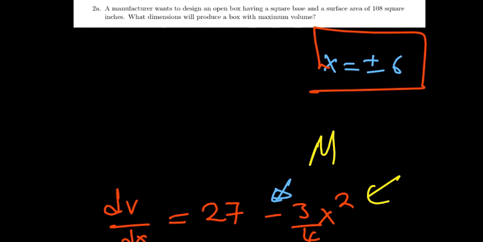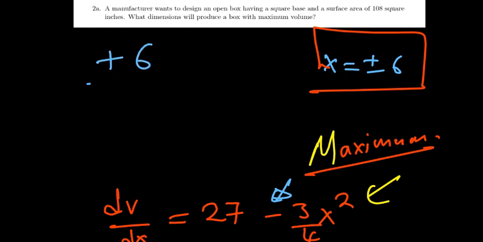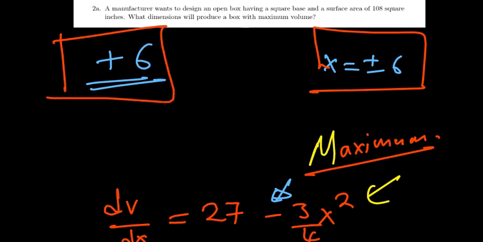It's either a maximum or a minimum for a quadratic. So in a case where you have a negative sign, what you have is a maximum. You should know that right away. So in this case, it's a maximum. Now, since we're dealing with dimensions, obviously the positive value is the one that's going to be valid. So positive 6 will give us the maximum volume of a box.